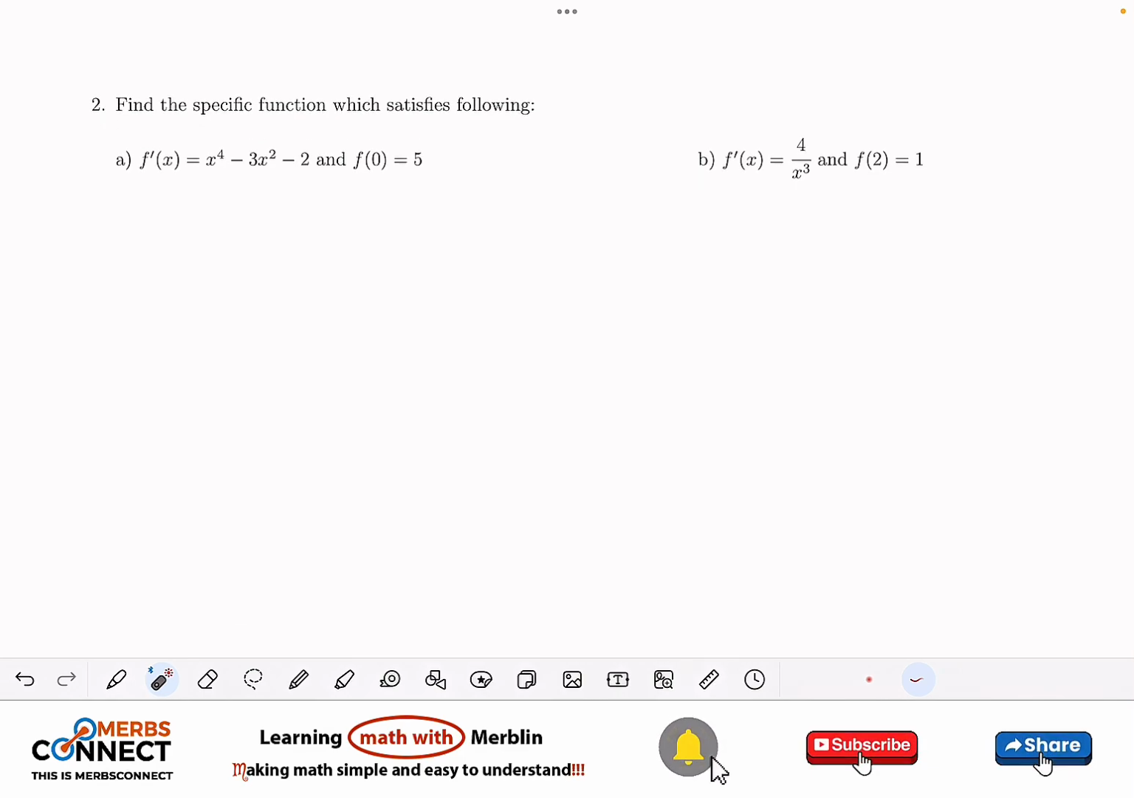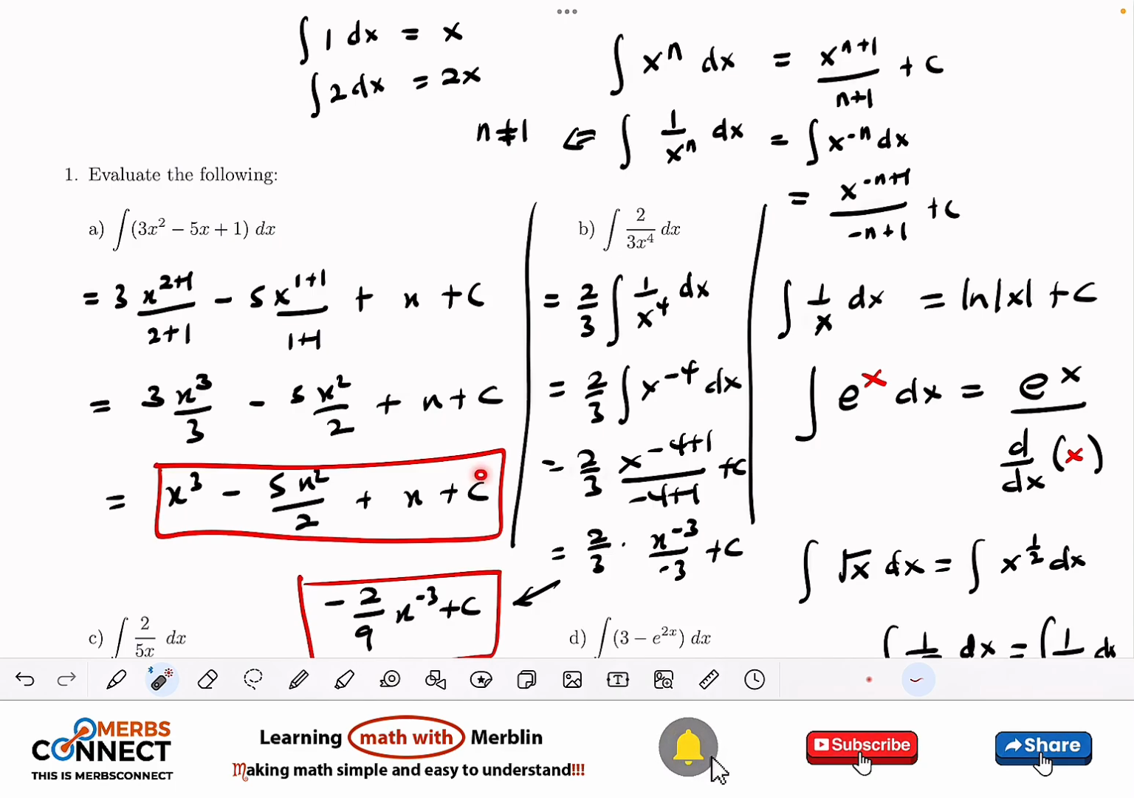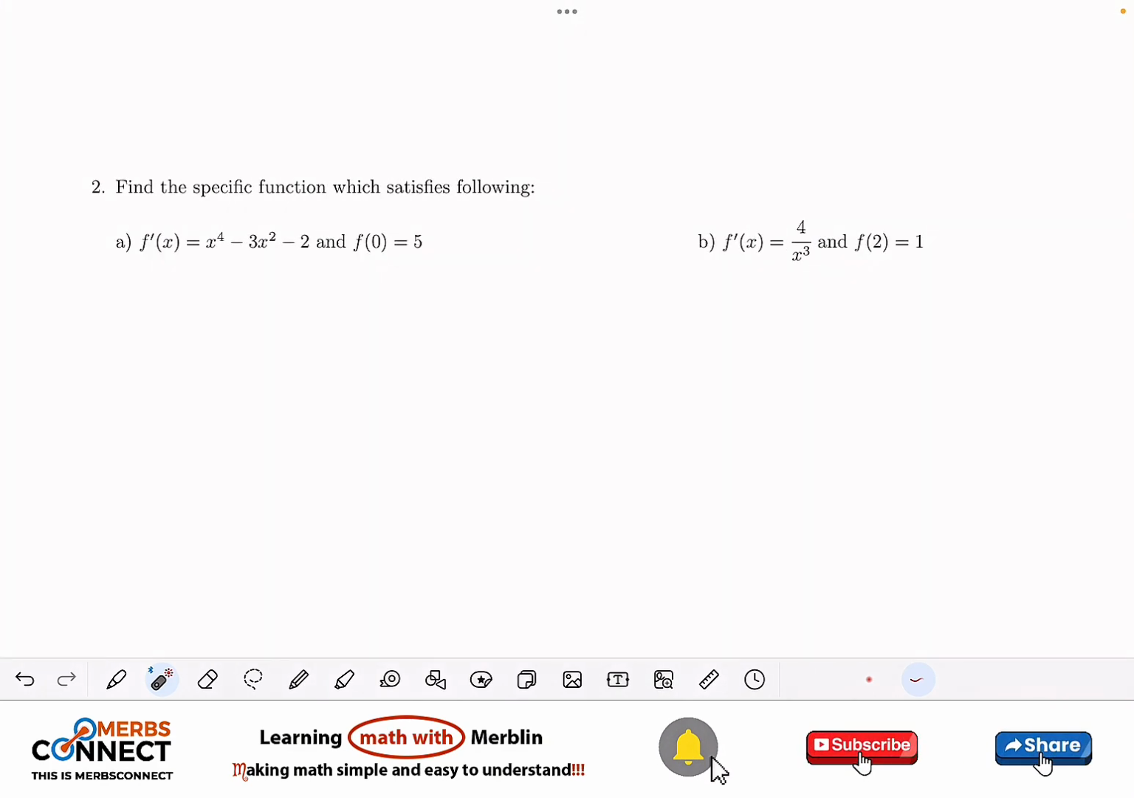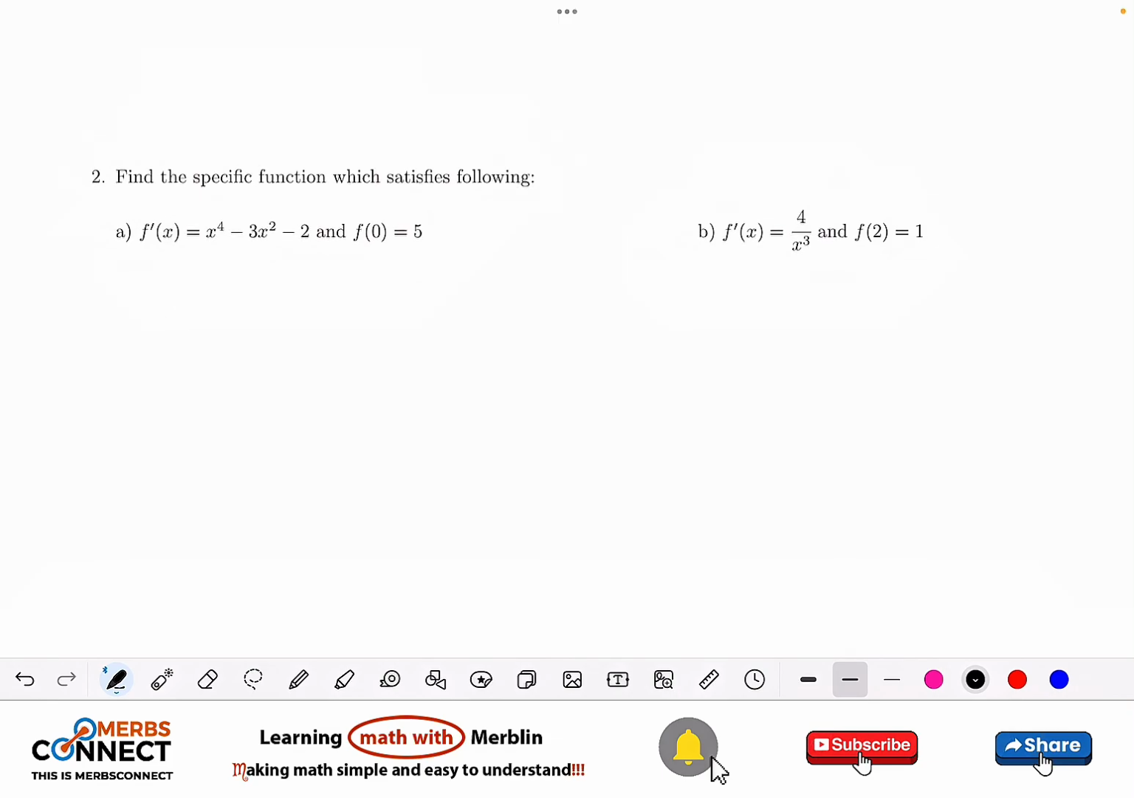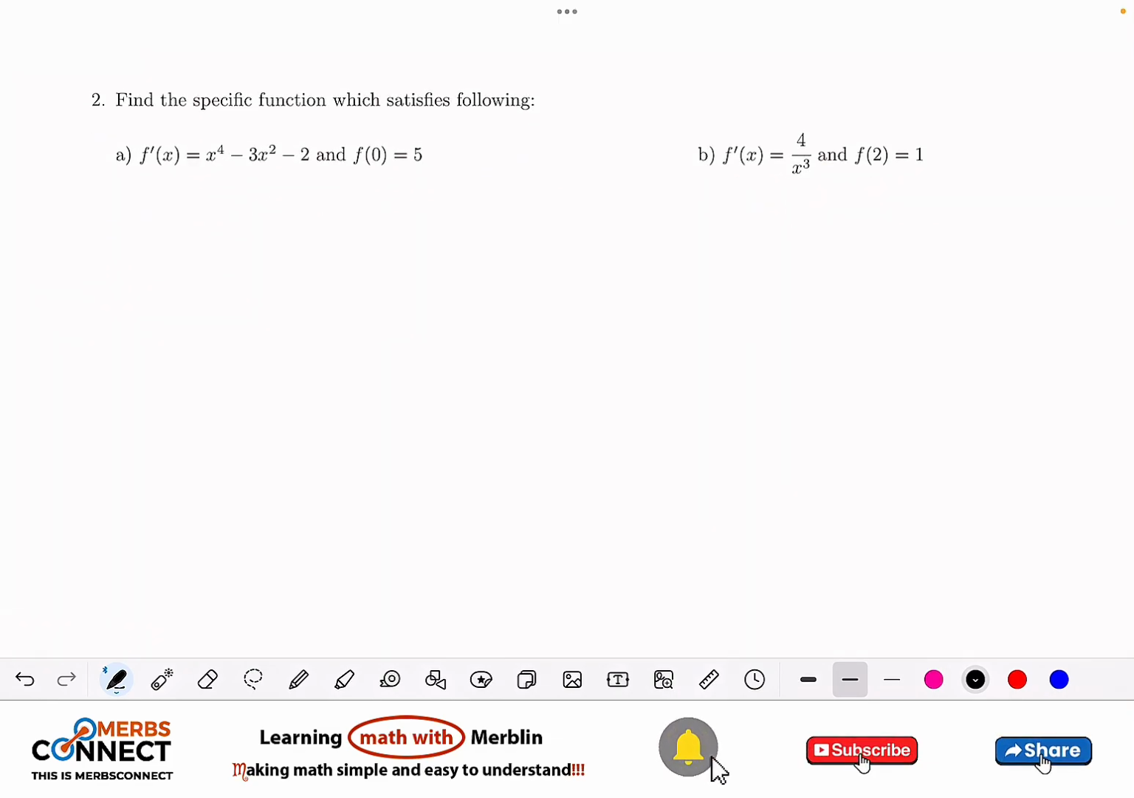Now here is find a specific function, right? So the normal integration, but this one will help us to find a constant. For example, you see that we are adding plus c, so we don't know the value of the constant, but this initial value here or initial condition here will help us to find the constant. So let's go. F prime, when I integrate f prime, I'll have f of x, right?